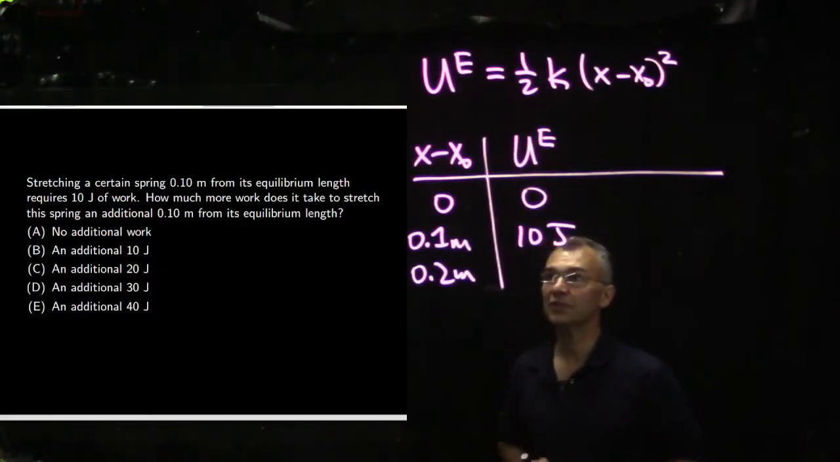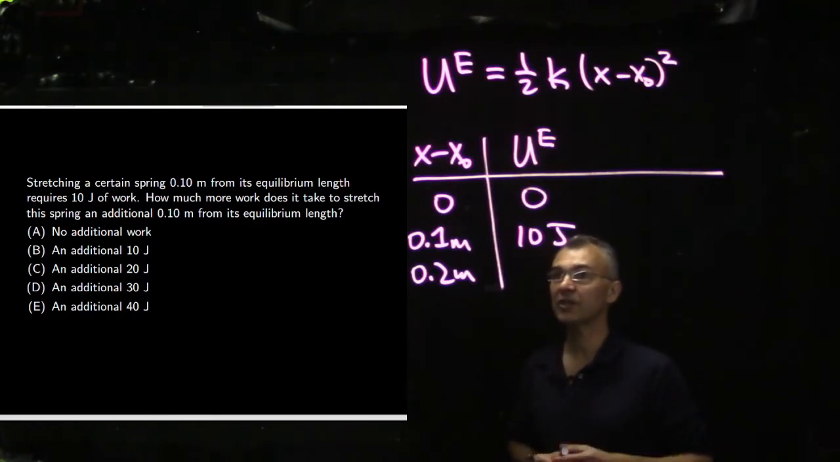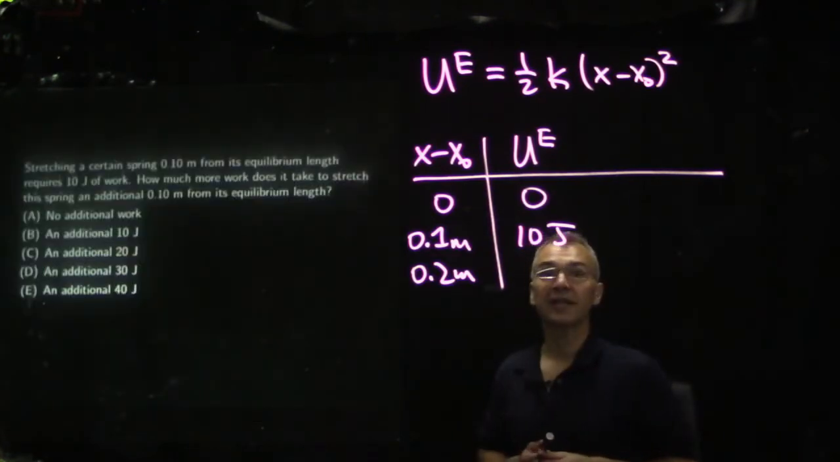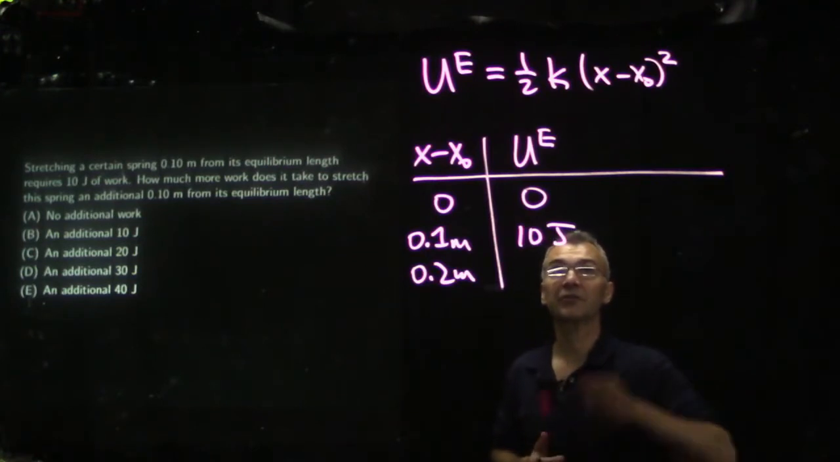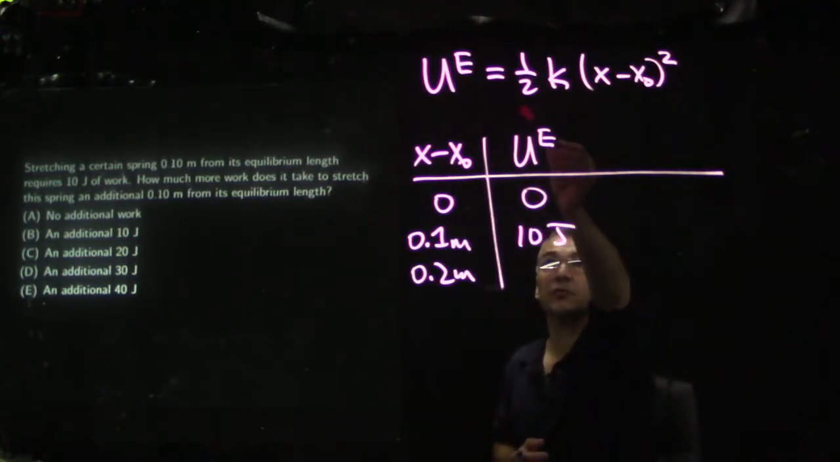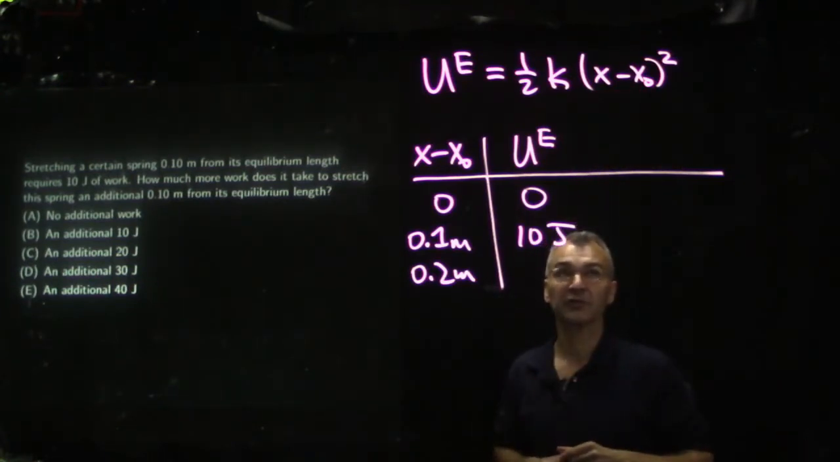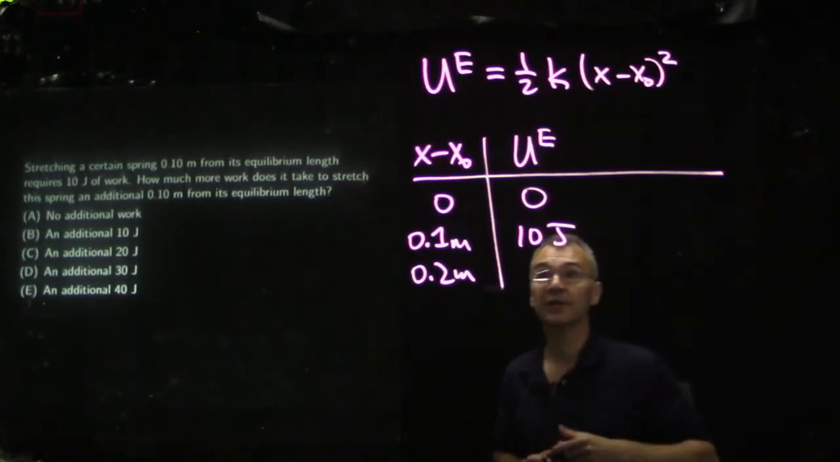Stretching a certain spring 0.1 meter from its equilibrium length requires 10 joules of work. How much more work does it take to stretch this spring an additional 0.1 meters from its equilibrium length? Remember that the energy stored in a compressed spring or a stretched spring is 1/2 times the spring constant times how far it is elongated or compressed with respect to its relaxed length squared.